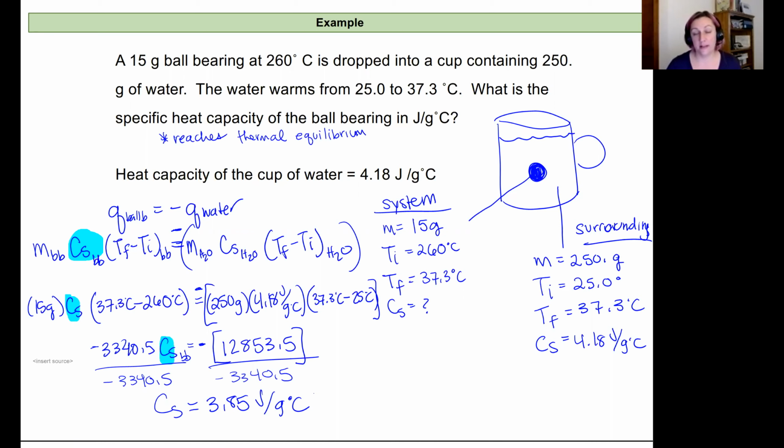And so this meets my expectations. I have a specific heat capacity that is a smaller positive number, and so I feel good about that. And yeah, this is how you solve one of these problems where we can consider how heat is flowing between the two systems and use that to solve for information like specific heat capacities of objects that you can't just look up in a table.